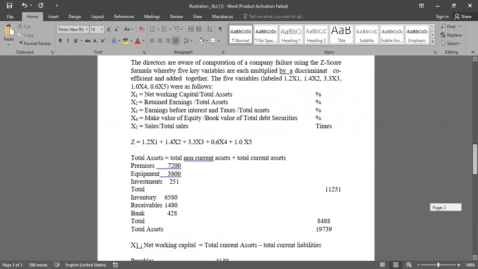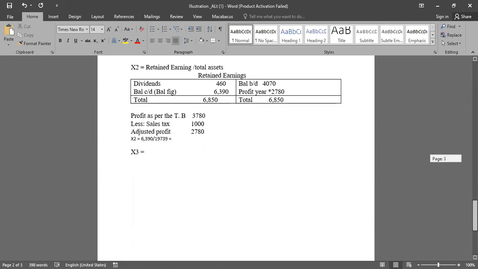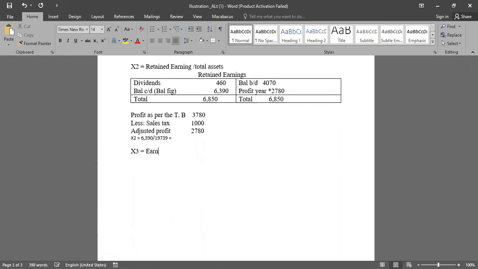X3, we said, is earnings before interest and tax. Okay, earnings before interest and tax. So you come and say earnings before interest and tax. You take that and divide by total assets.